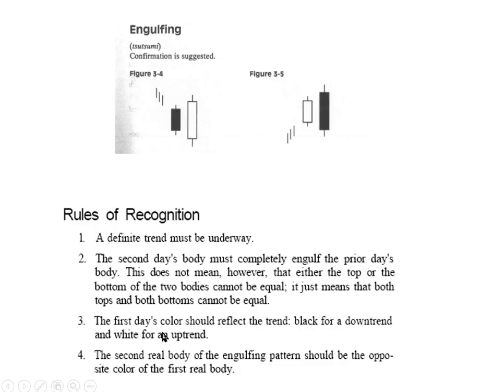So if it is a downtrend, the first day's color should be black. And if it is an uptrend, the first day's color should be white. The second real body of an engulfing pattern should be the opposite color of the first real body. So if it is a black body, the next day should be white. And if it is white, it should be black.